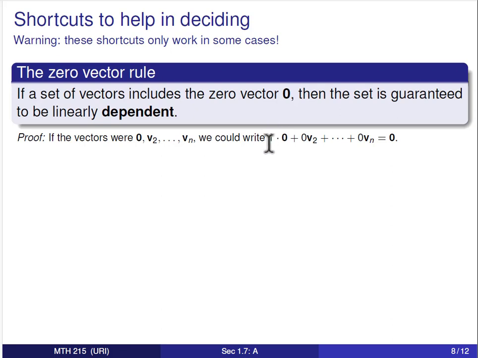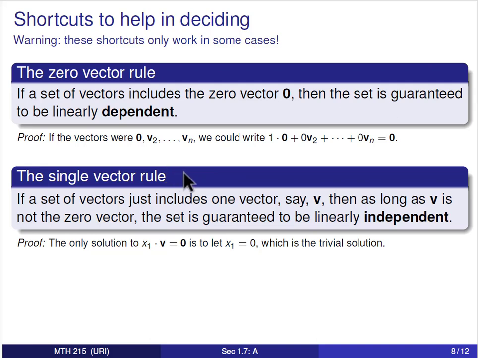I can take 1 as my first coefficient, and 0 as all the other coefficients. But the point was, I did have a non-zero number as a coefficient, so that is a non-trivial solution to this equation, and that guarantees that this set is linearly dependent. Okay? All right, so at a glance, if you see the vector 0, you know automatically that the set is linearly dependent.